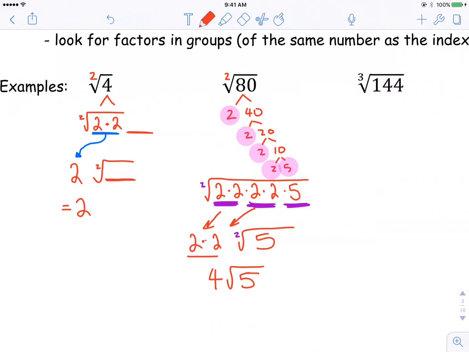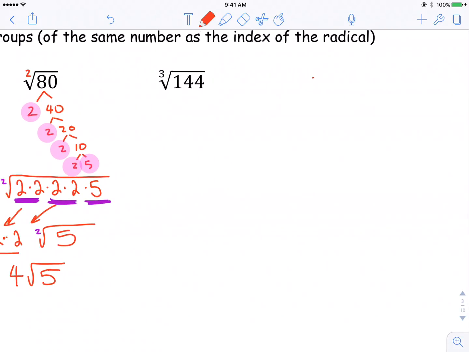And our last one here, the cube root of 144. So I'm going to do this one, and then I'll give you a break, and I'll give you a chance to do the examples that follow, and then I'll pick the video up going through those examples really quickly.